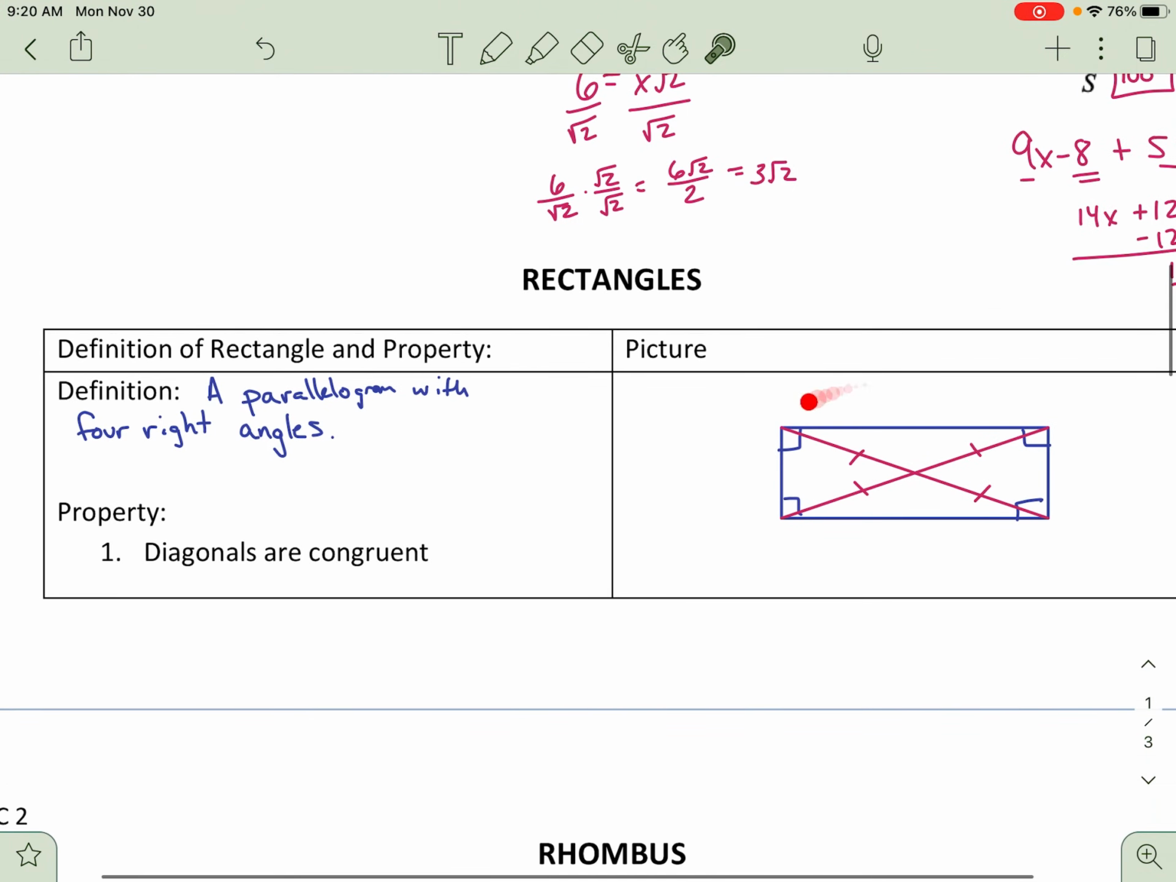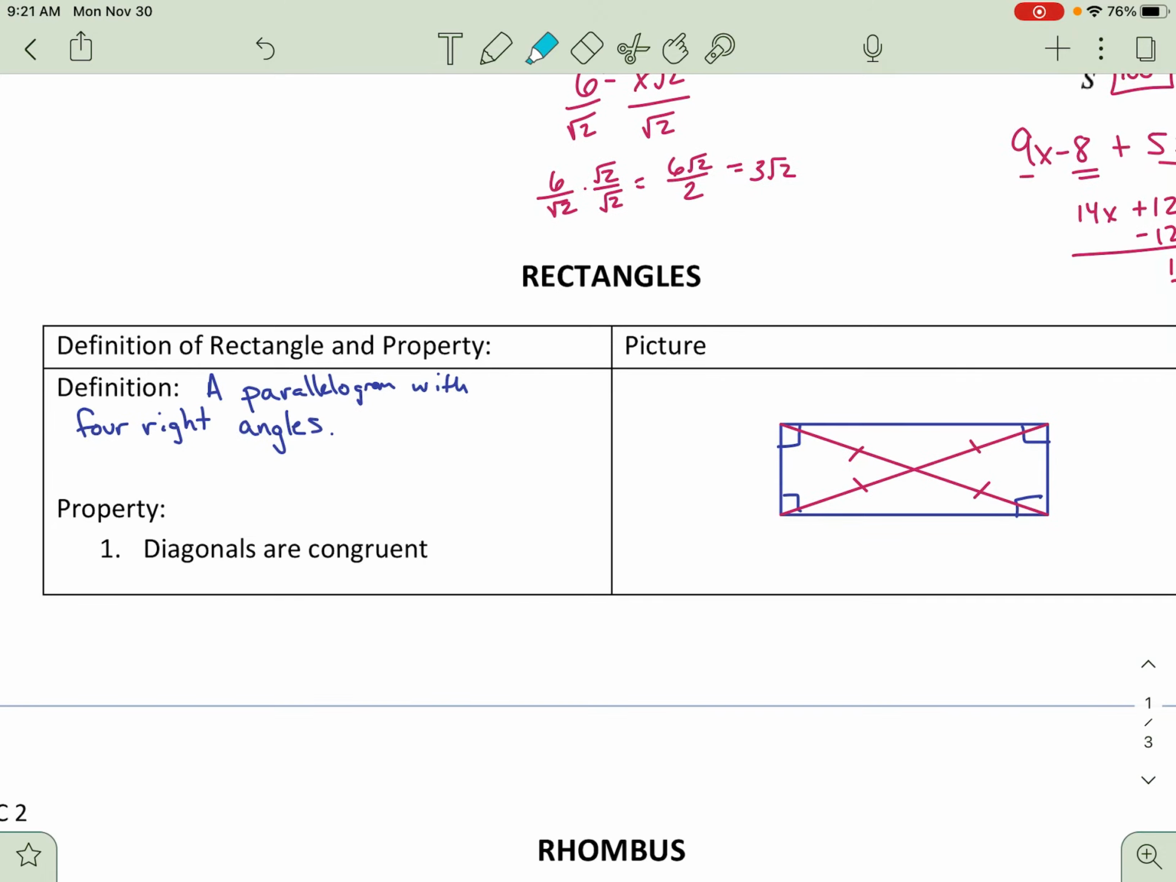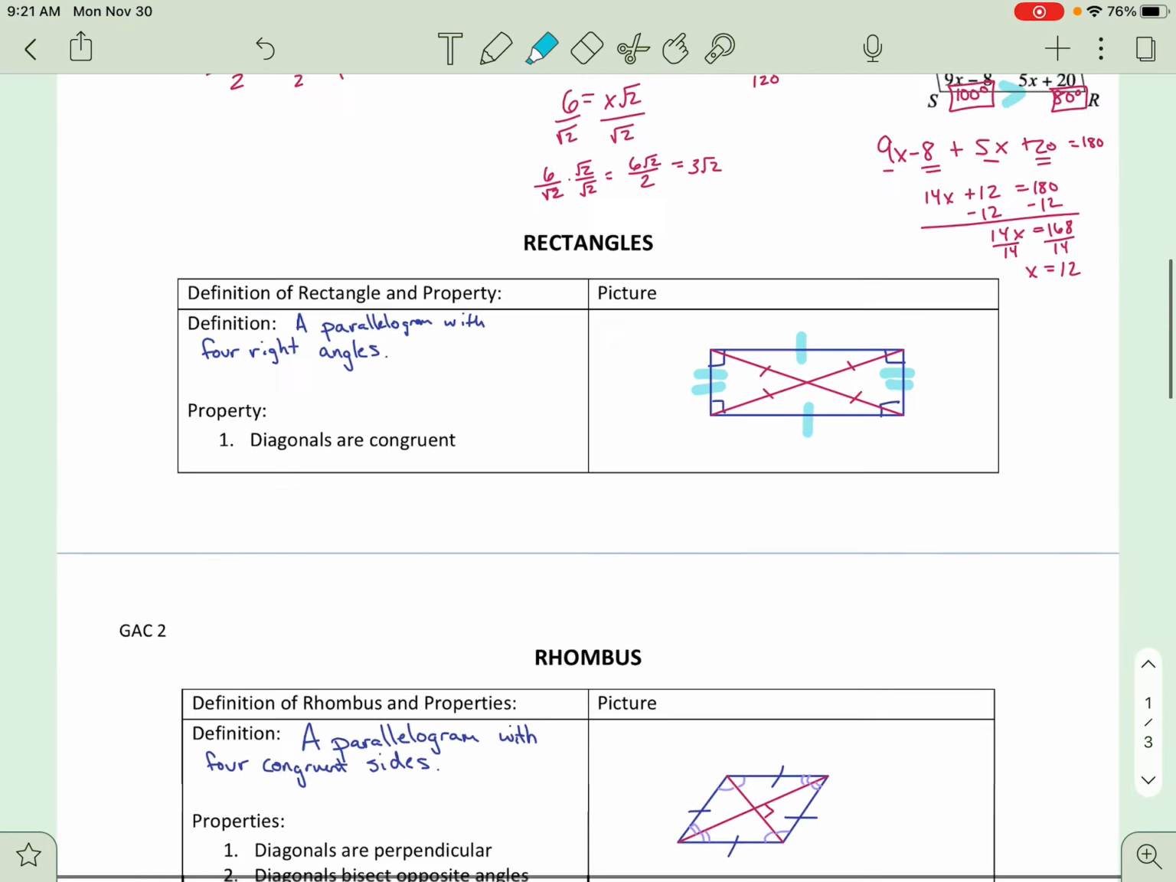All right, now rectangles, I drew the picture here, so if you need to, go ahead and pause the video now. Okay, and you can see that a definition of a rectangle is a parallelogram, right? So these are parallel sides with 4 right angles, 90, 90, 90, 90. Okay, so what are the properties? Diagonals are congruent. Okay, so in a rectangle, these diagonals are congruent to that one. Also, it's got 90 degrees. We also know that a rectangle has congruent sides, but not all 4 congruent, just opposite pairs.